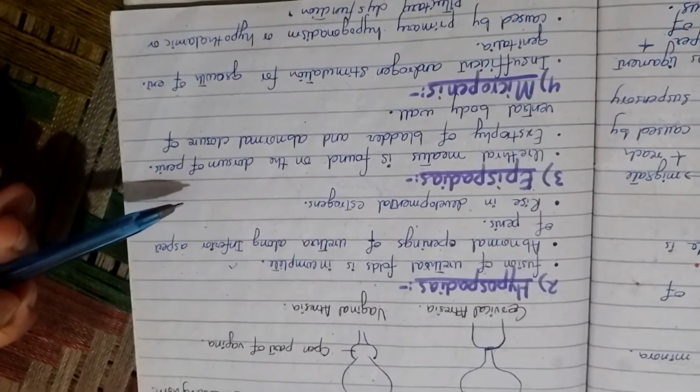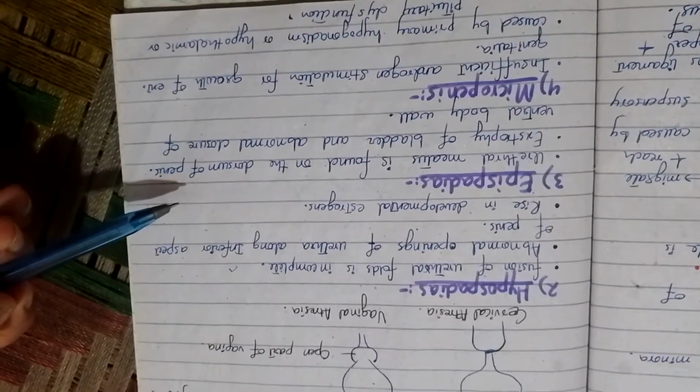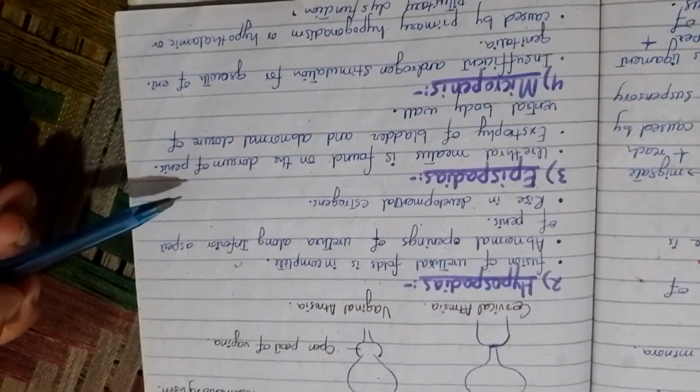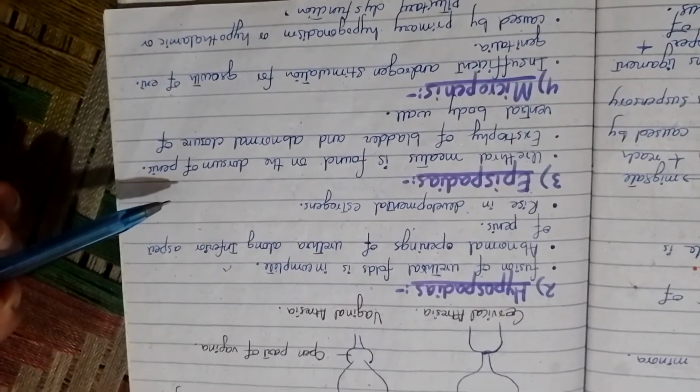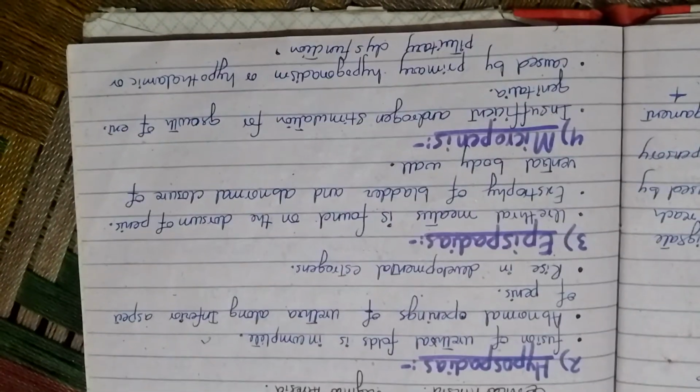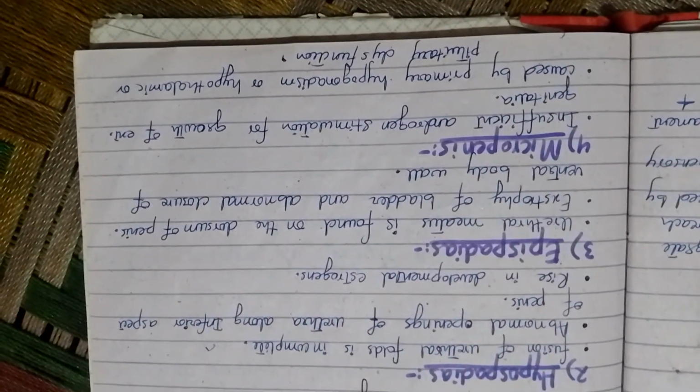Dorsum means the back side of the penis, where the urethral meatus or ring-like structure is present. It causes epispadias, and it occurs because of exstrophy of the bladder. Exstrophy of the bladder means abnormal closure of the ventral body wall.